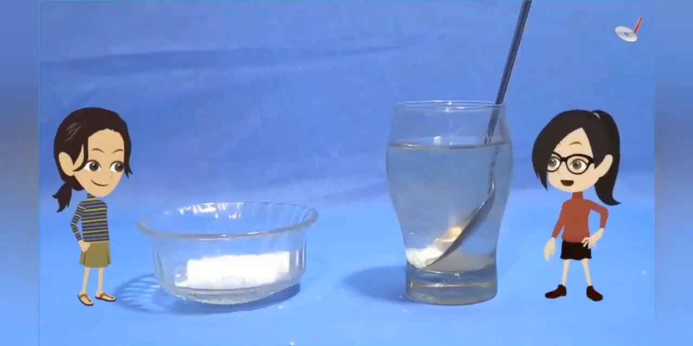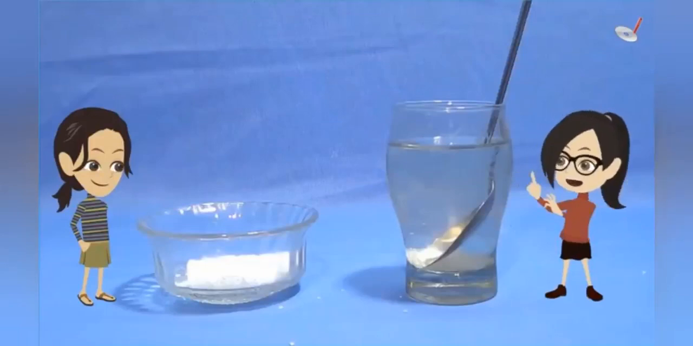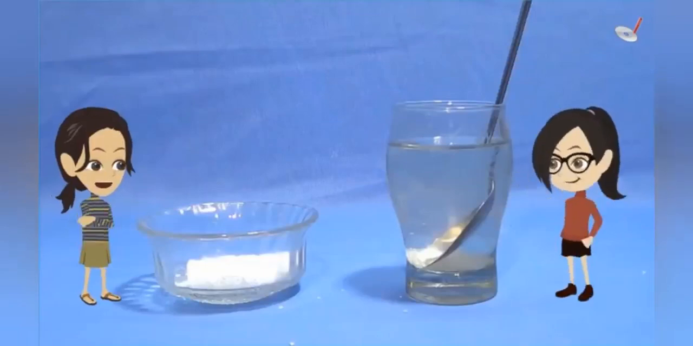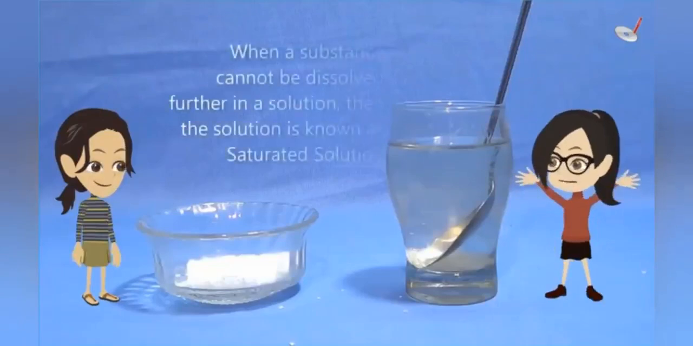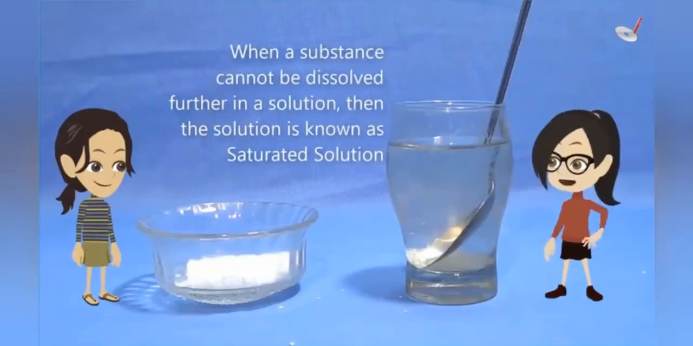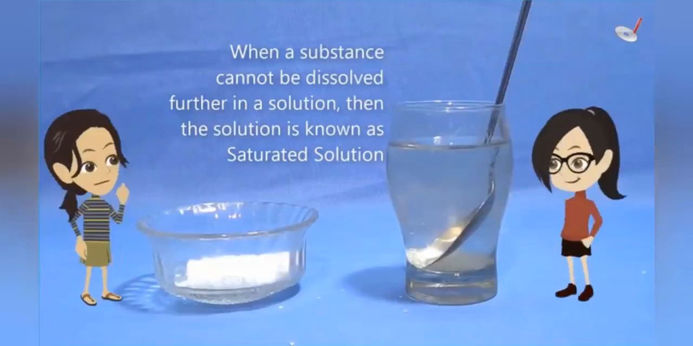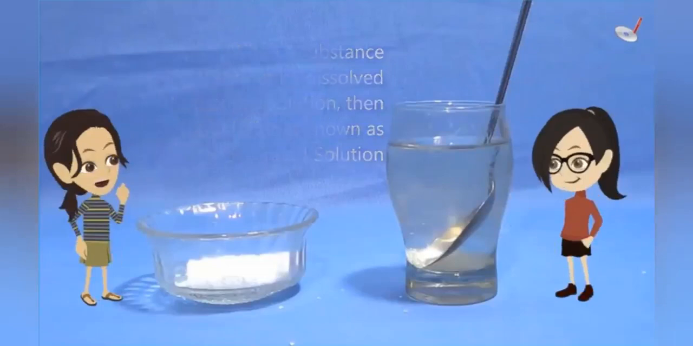Okay, now tell me, what would you call this solution when sugar cannot be dissolved anymore in the water? When sugar dissolved in water, a solution was created. So what else would you call it other than a solution? It will be a solution when any substance dissolves in it. But when that substance cannot dissolve further, then it is known as a saturated solution. Saturated solution. This means that when no more sugar can be dissolved in a glass of water, the solution is now known as a saturated solution.